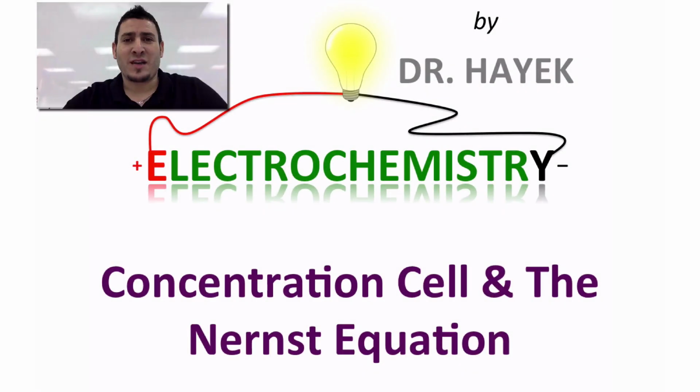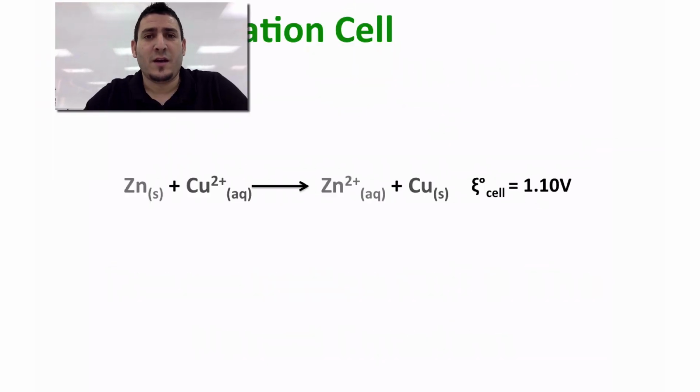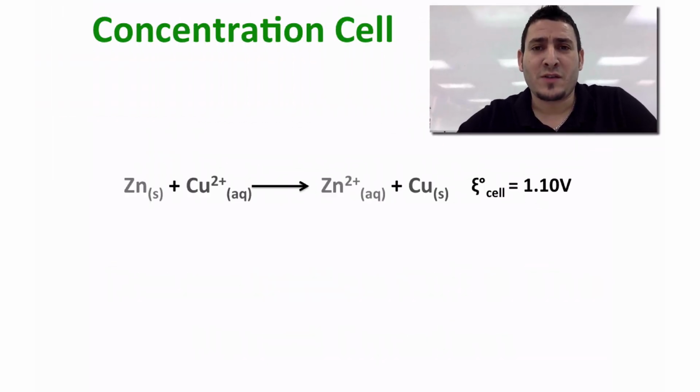Hi, this is Dr. Hayek, and this video is about electrochemistry. Today we will talk about concentration cells and the Nernst equation. So far, we have described cells under standard conditions. Today, we will discuss the dependence of cell potential on concentration. Consider the following redox reaction for a galvanic cell at standard conditions, where you have zinc at the anode and copper at the cathode, and the standard cell potential is 1.10 volts.